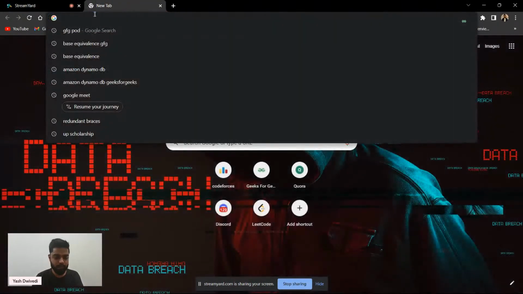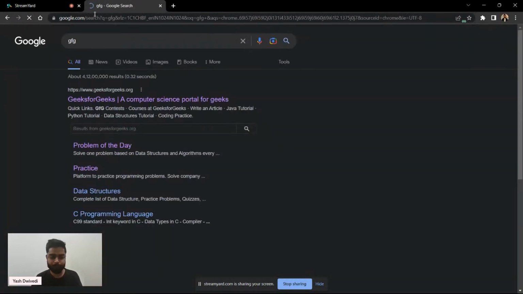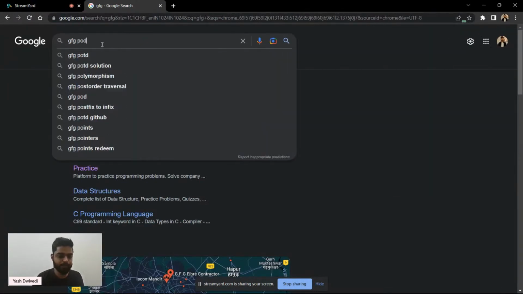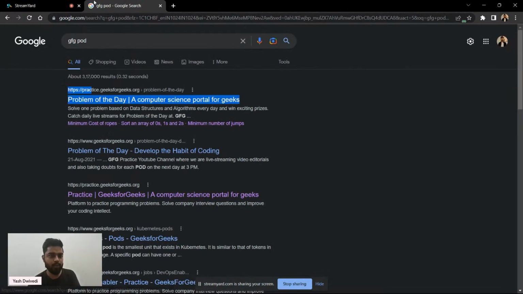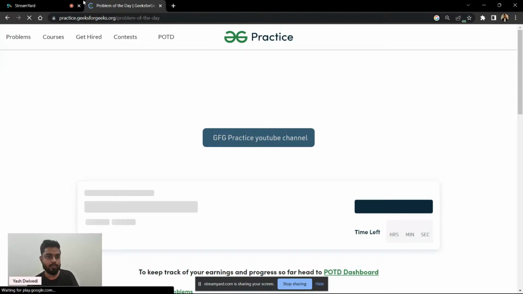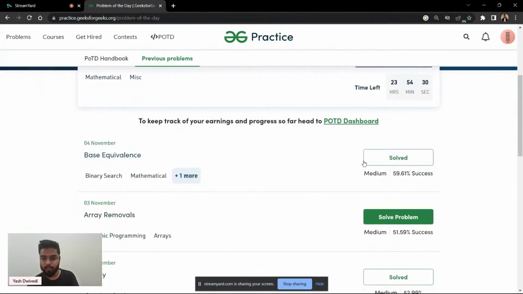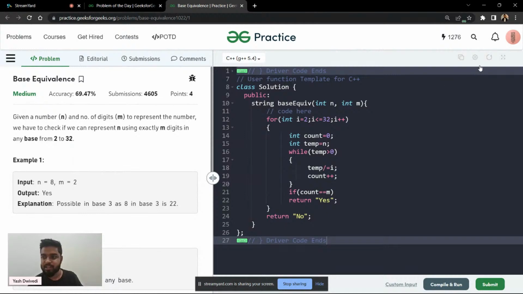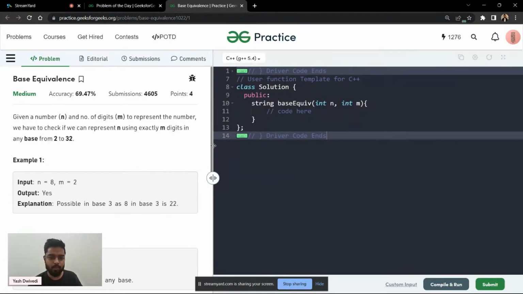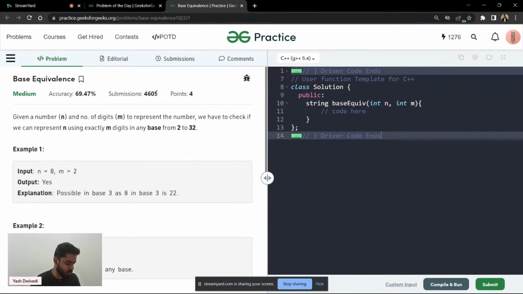If you click on GFG POD and go to this tab, we can see that the problem for Friday, the 4th of November, was based on base equivalence. How many of you were able to solve this problem? Just quickly give me a +1 in the chat. Yes or no? What was your thought process? You can also tell me that.